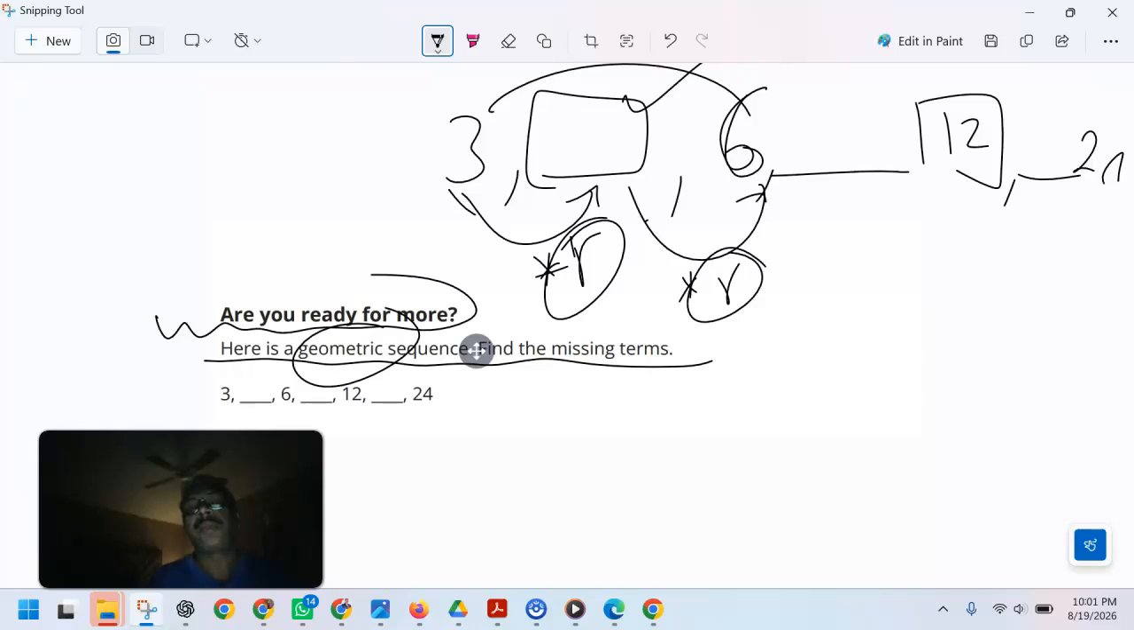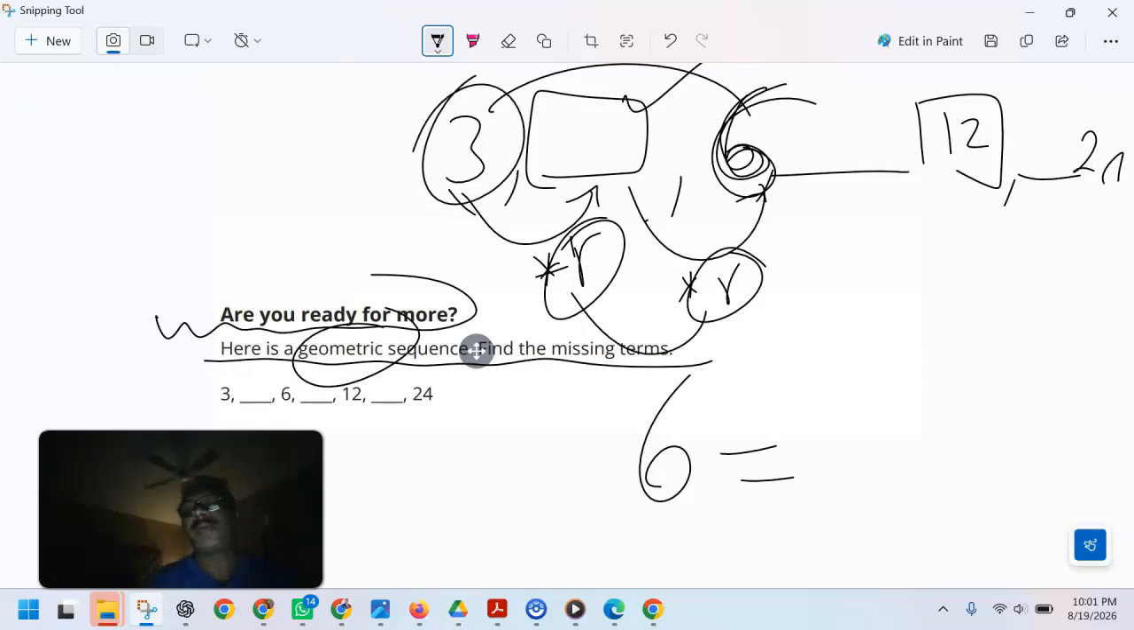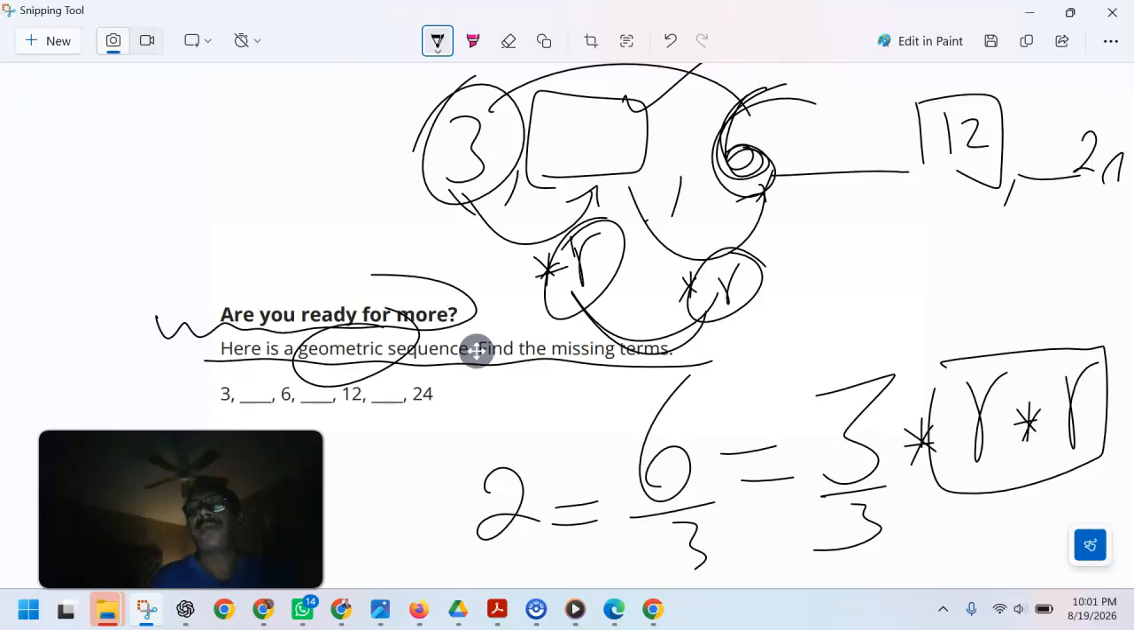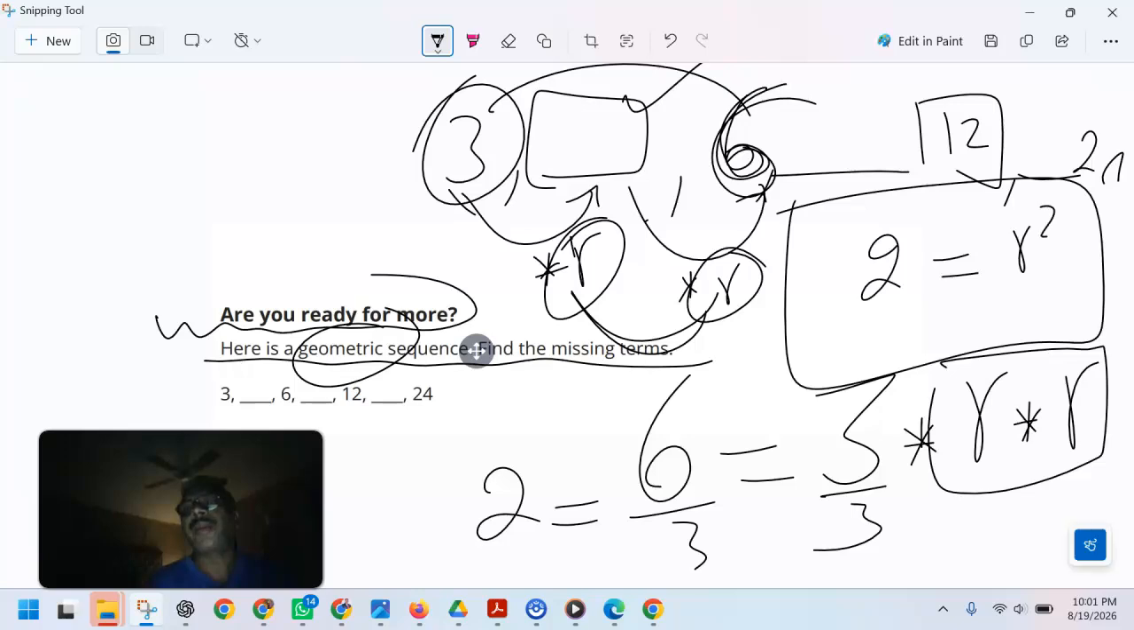So how did we get this 6? 6 is this r, you multiply. In the beginning it was 3, and then you're multiplying by r times r. So when you divide by 3, you'll get 2, and this means you're going to get 2 equals r squared. And using the radicals, you can say r is the square root of 2. Or you can also write it as 2 raised to half.